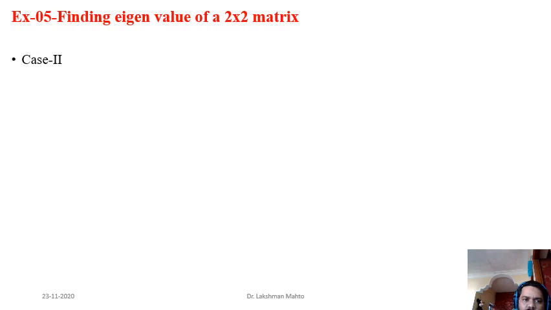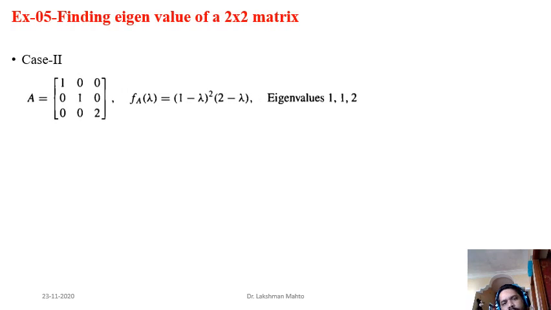Another scenario: suppose we are taking a matrix with diagonal entries 1, 1, 2. Here we observe that 1 is coming 2 times. So what is the algebraic multiplicity of 1? It is 2, because it is coming 2 times. So lambda minus 1 is coming 2 times. So 1 is an eigenvalue with algebraic multiplicity 2. So what is the algebraic multiplicity of 1?